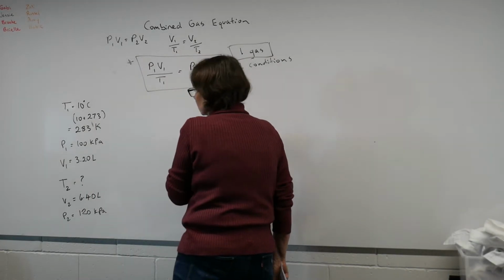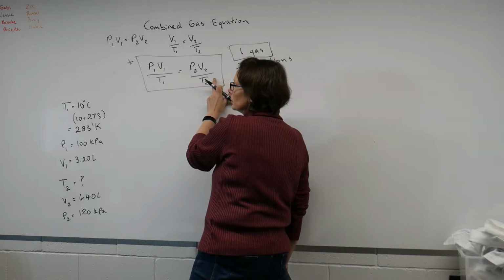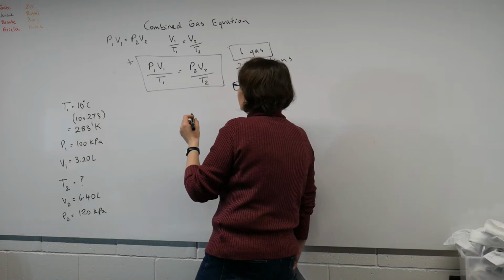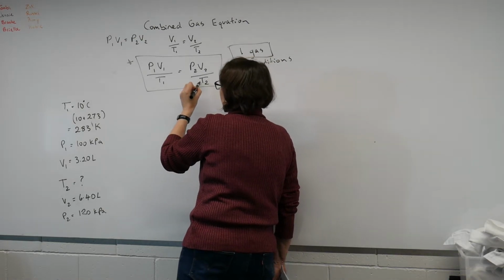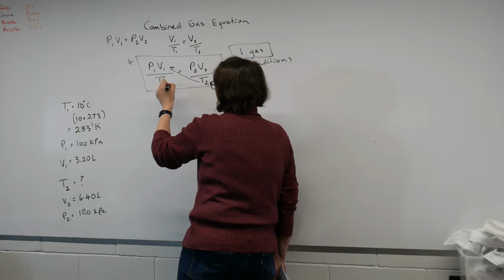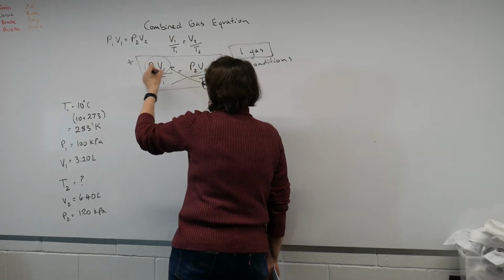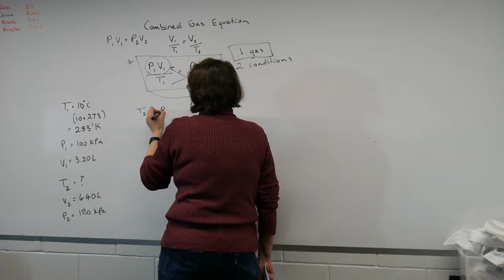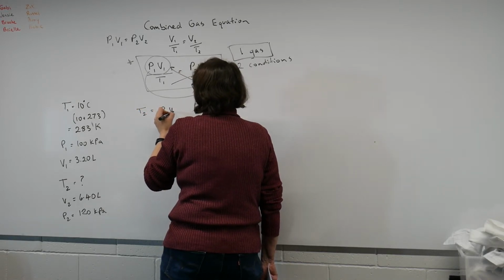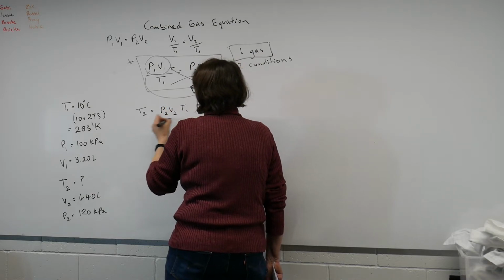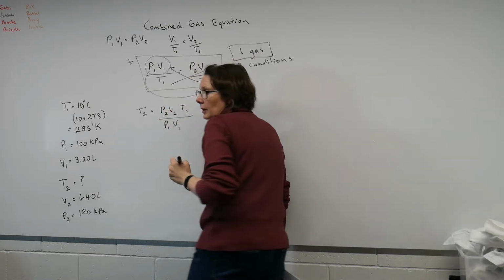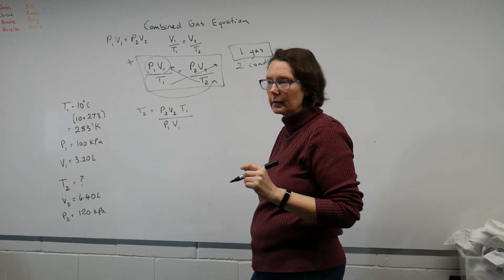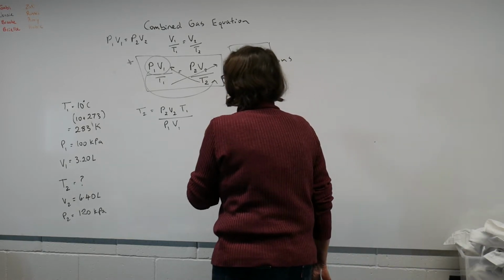Alright, so we're going to use this relationship here. We're finding T2. Right, so to find T2, we've got a bit of rearranging to do, don't we? It's going to end up there, that's going to end up there, and these two are going to end up there. So T2 will equal P2 V2 T1 divided by P1 V1. You all right with rearranging like that? We can do that slower if you want.